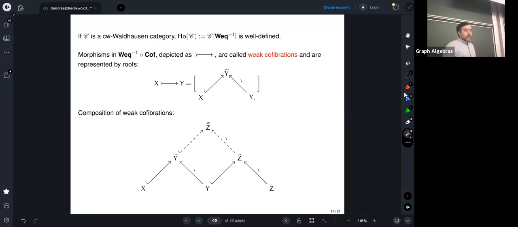Okay, so given a CW Waldhausen category, you can now formally invert weak equivalences and pass to the homotopy category. Something which is represented by a cofibration and the formal inverse of a weak equivalence is denoted by this kind of arrow. This was called in the preprint a weak cofibration. Weak cofibrations are represented by classes of diagrams like this, and they can be composed in the obvious way. If you have two roofs attached, you can form a big roof, and the big roof will represent the composition of the two weak cofibrations you started from.